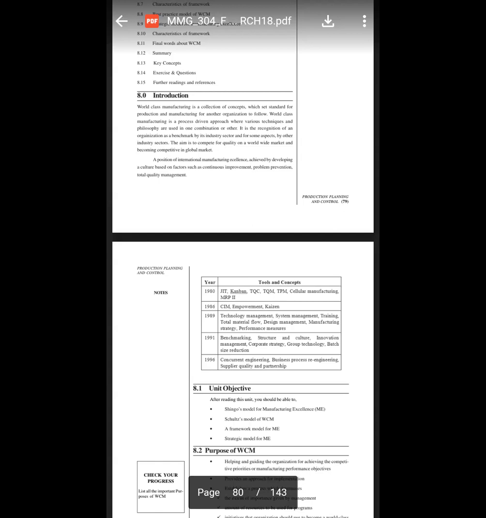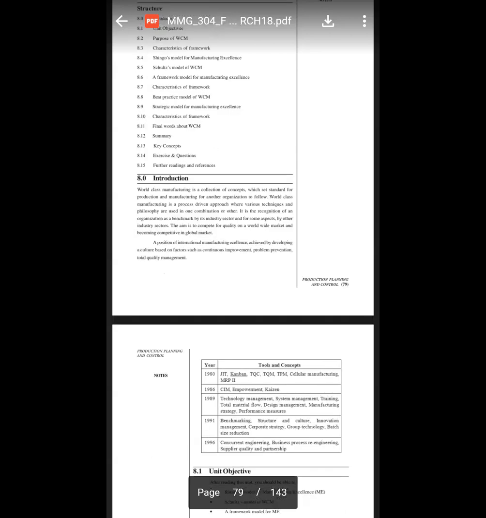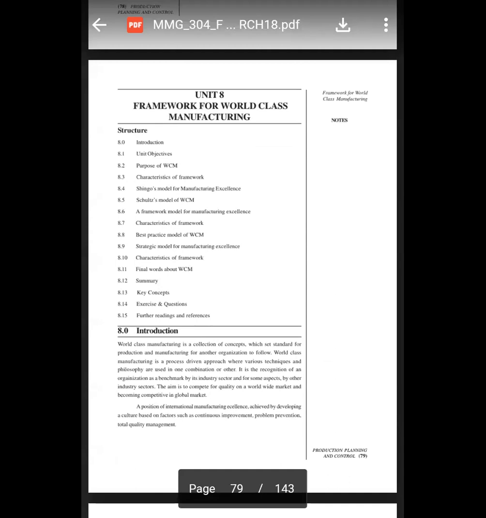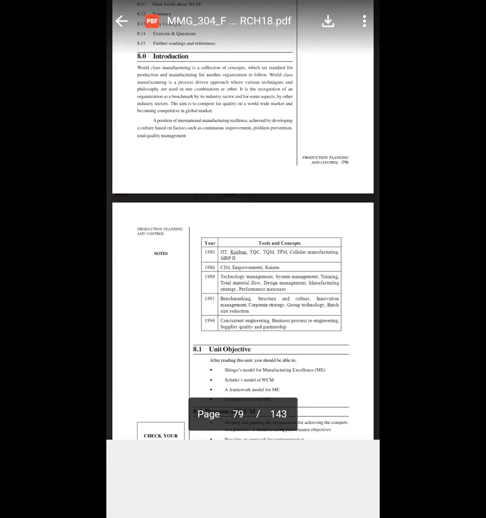In the year 1996, concurrent engineering, business process re-engineering, and supplier quality and partnership were established. So these are all the major frameworks of world-class manufacturing.